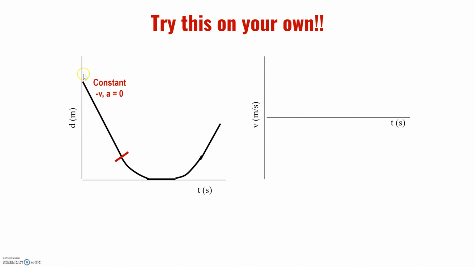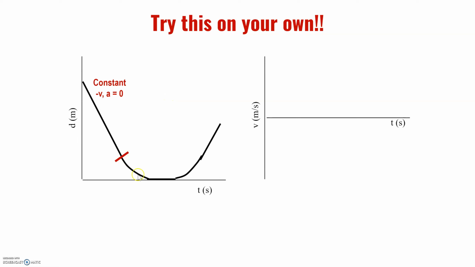For every second, I'm moving down 2 units, 2 units, 2 units. It's staying the same as time is passing. It's a negative velocity because it's moving downward. It's a negative slope. And then the acceleration is 0 because it's a constant velocity. How about for this next segment?